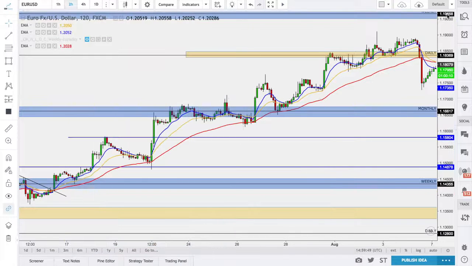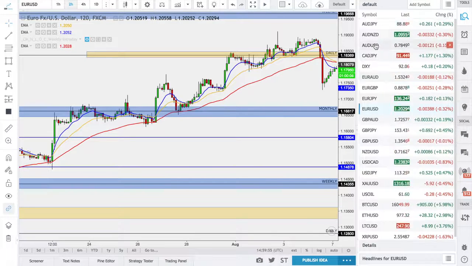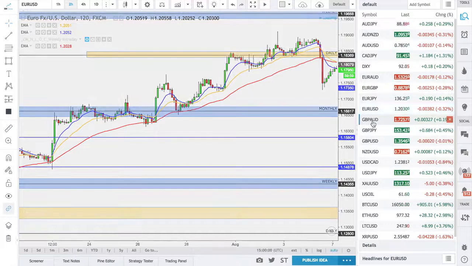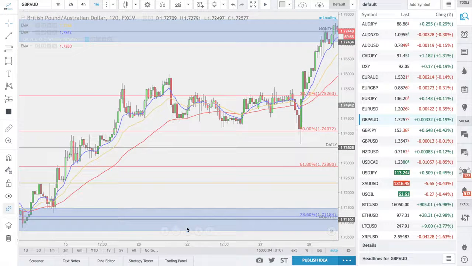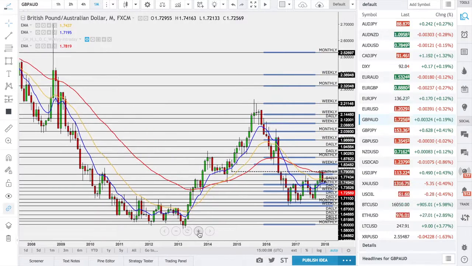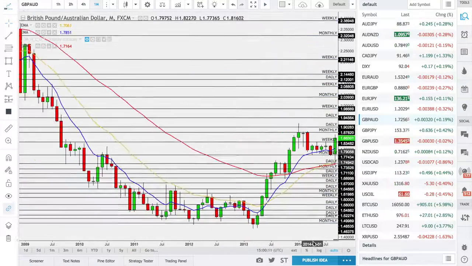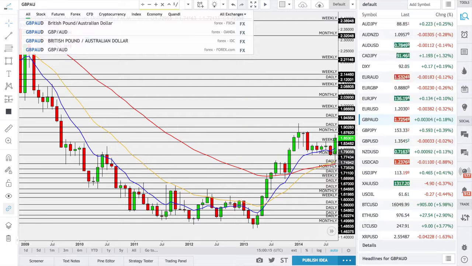Okay, next we'll look at Sterling Aussie, and I think that will be the last. So Aussie dollar, euro dollar, Sterling Aussie, also cable. On the monthly time frame, let's see if we had any consolidation on Sterling Aussie. Back here it was, so excuse the messy chart. Let's go to a bit of a clearer chart for you.